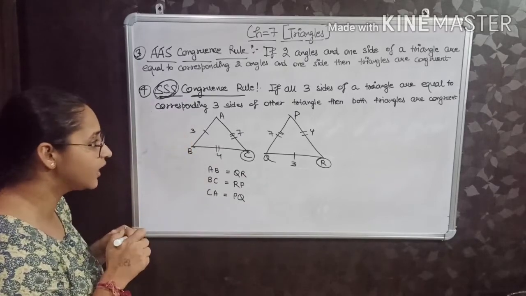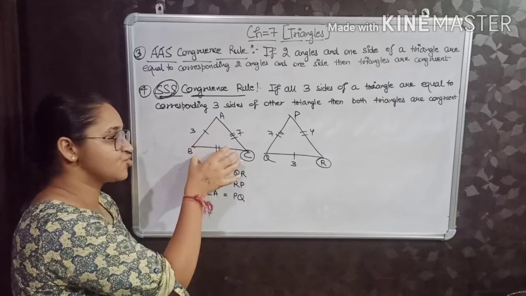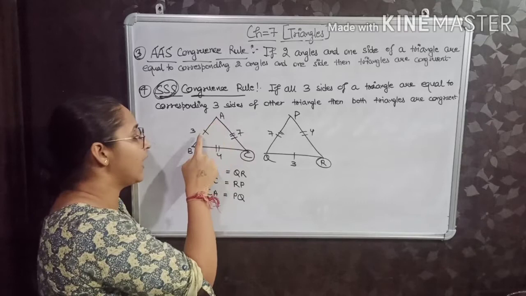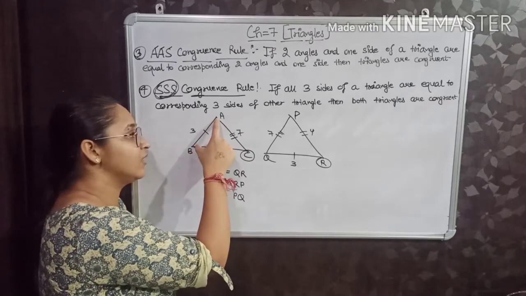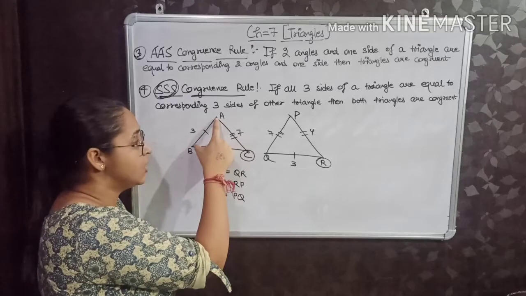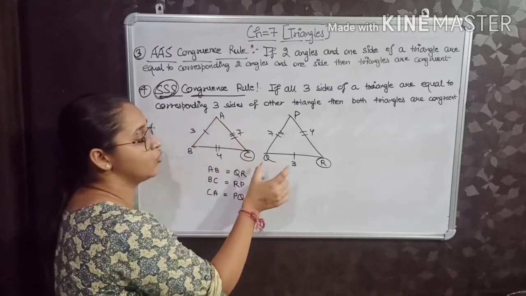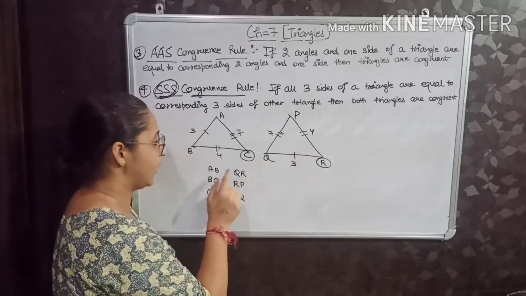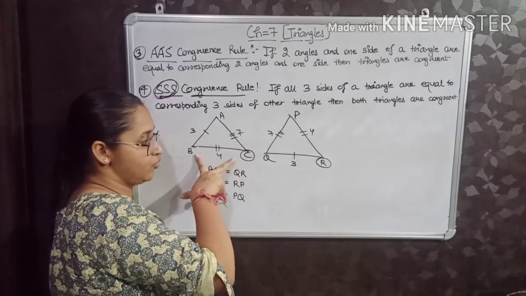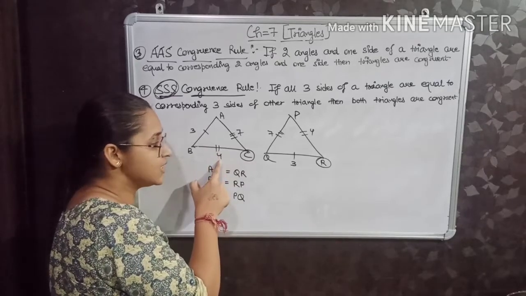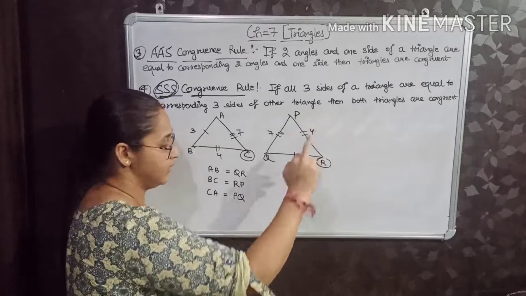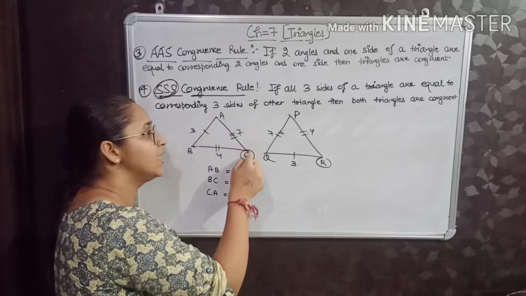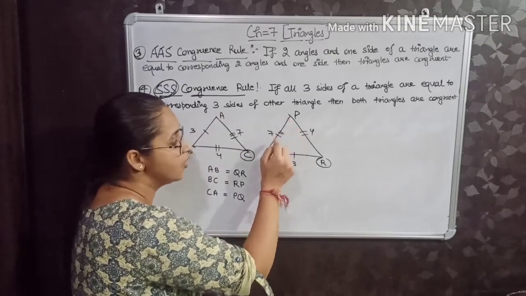See again very carefully, if I am taking this triangle and starting from point A and then moving to point B and covering the length of 3, then AB will be equal to, from Q to R in this triangle, AB is equal to QR. Then from B I will move to point C and BC will be equal to RP. And from C I will reach point A, CA will be equal to PQ.